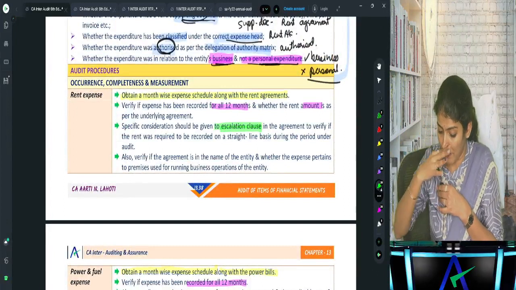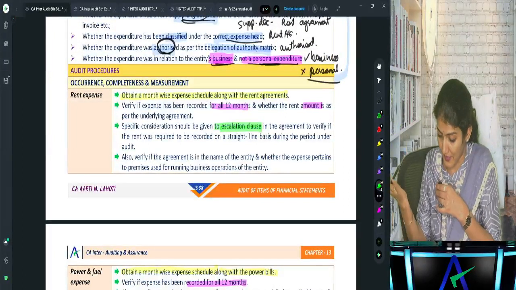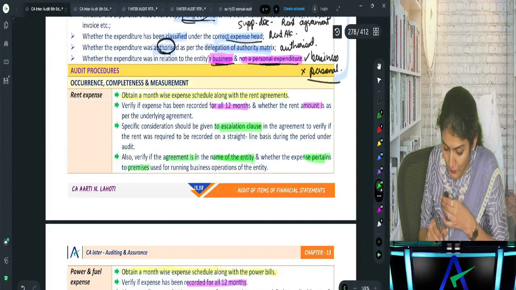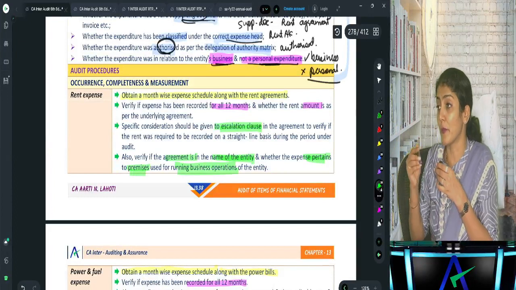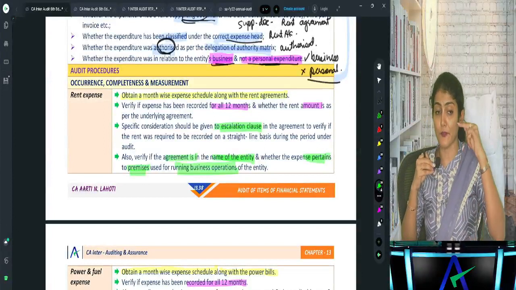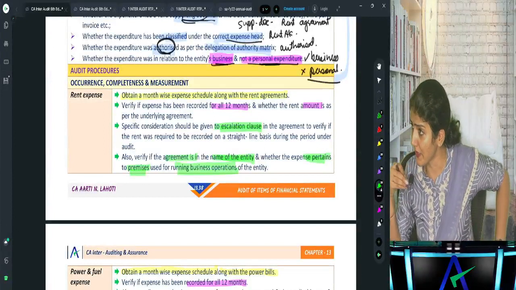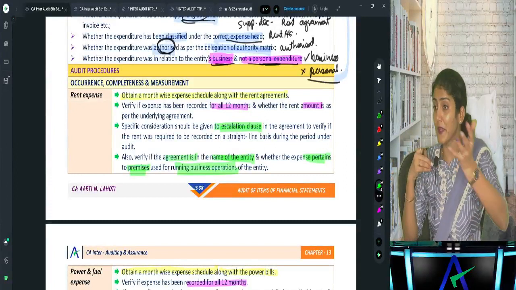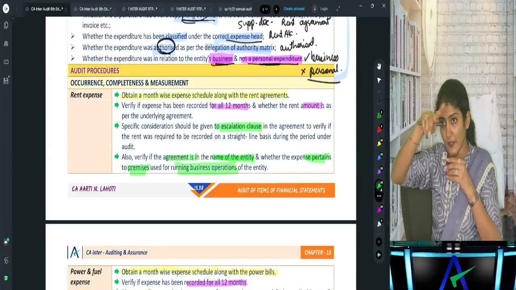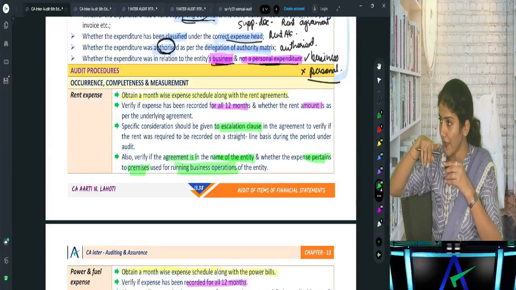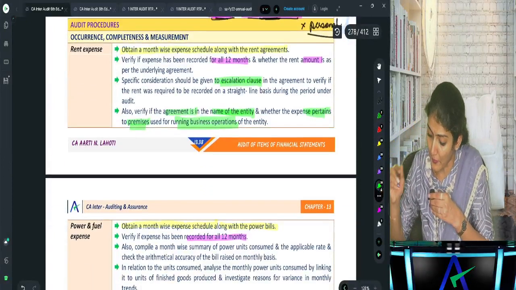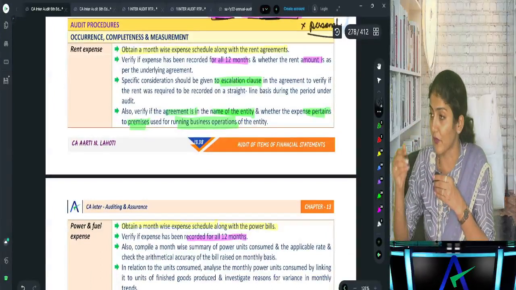Right, so escalation clause, whether rent was required to be recorded on a straight line. And also obviously the agreement should be in the name of the entity, and the expense relating to the premises should be used for running the business operations of the entity. And so the rent agreement, if it is the rent expenses of Geo, in whose name should the rent agreement be? Geo. And obviously those premises should be used for running the business operations of the entity. Right, so first two common points: obtain a schedule and 12 months. Then after that, escalation clause, and the agreement should be in the name of the entity, and the premises should be used for running the business operations of the entity.